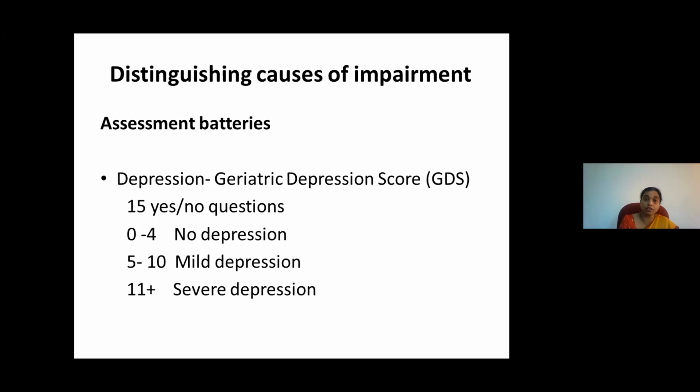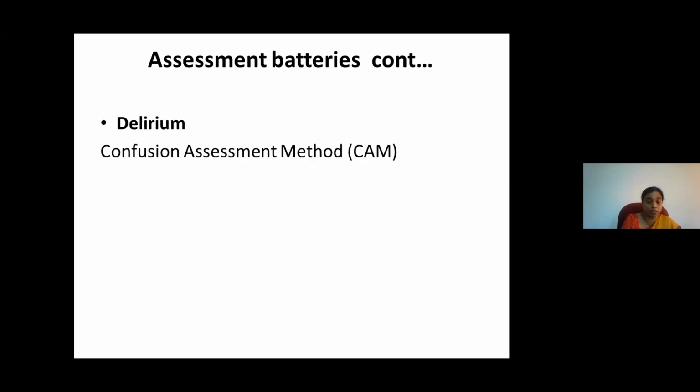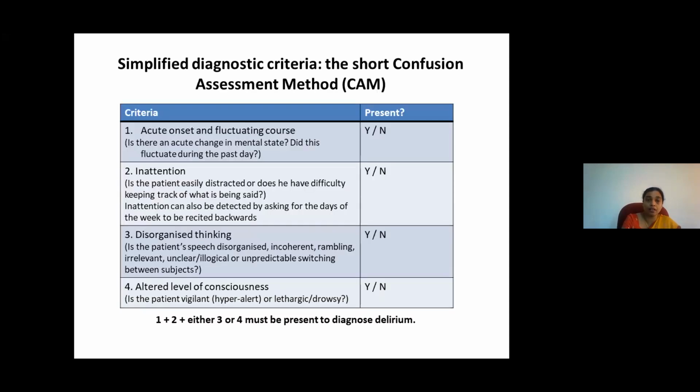And then distinguishing the causes of impairment. So after doing this comprehensive initial assessment, we use assessment batteries. So depression will be dealt with by Dr. Kapil Ranasinghe. We should not forget depression. It is one of the major areas of cognitive impairment. The geriatric depression score is the one we mainly use in our clinic. Then for delirium, we use the Confusion Assessment Method, CAM, where we assess 4 areas. Dr. Shahani Silla will be discussing this.